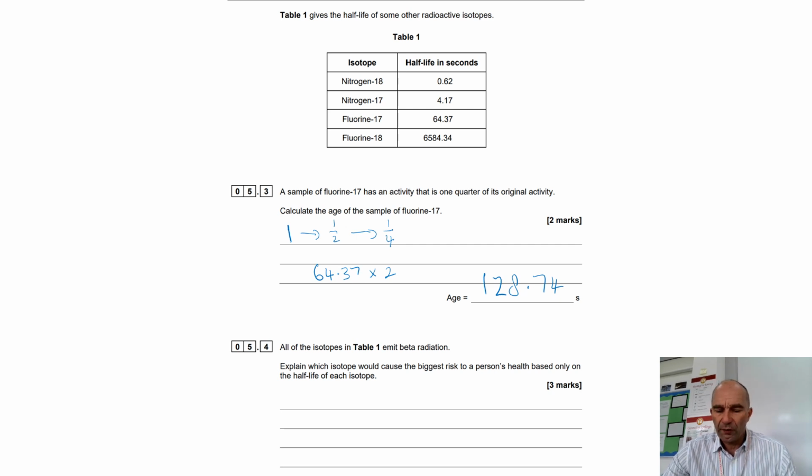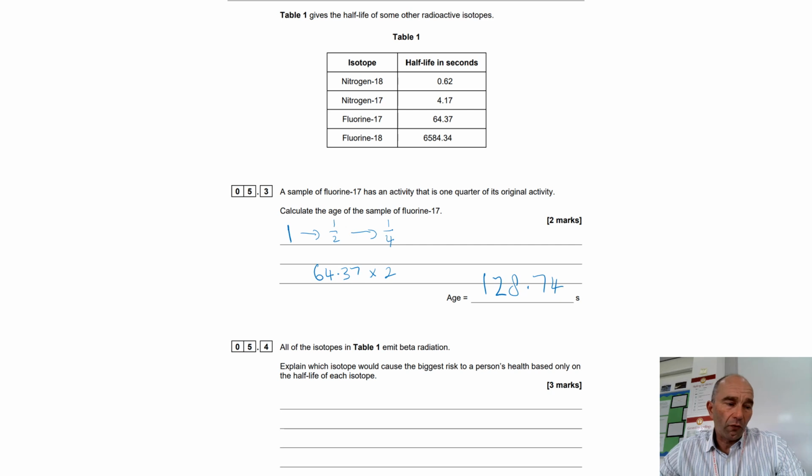And then question 5.4. All the isotopes in table 1 emit beta radiation. Now we've got to explain which isotope would cause the biggest risk to a person's health based only on the half-life of each isotope. Now this one often catches people out. Generally people will either go for nitrogen-18 or fluorine-18. They'll either go for one of the extremes.